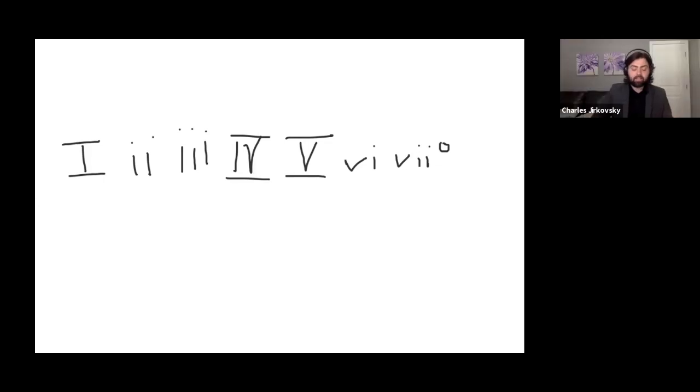And in fact, I can tell you all the chords in the key of B flat just based on knowing the scale and looking at this. So the first chord will be B flat, the second chord will be C minor, followed by D minor, followed by E flat major, F major, G minor, A diminished, B flat major again.